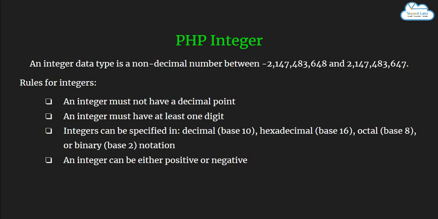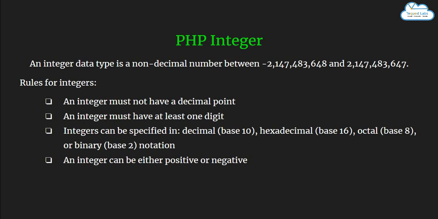So there are a few rules for integers in PHP. An integer must not have a decimal point. If you are using a decimal point, it will become a floating number or a double number. In PHP integer, we do not have a decimal point. An integer must have at least one digit. An integer can be specified in decimal, hexadecimal, octal or binary, that is base 10, base 16, base 8, base 2, right? So all these things can be done when you are using integers.